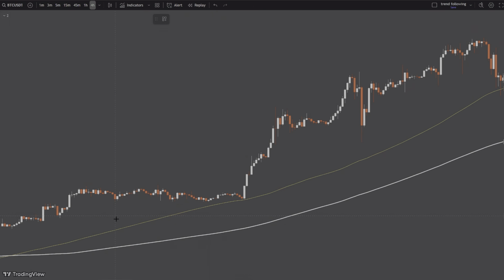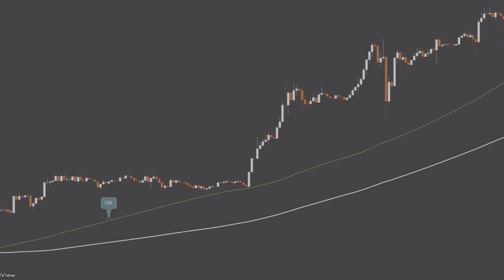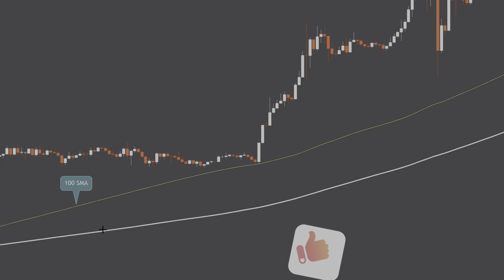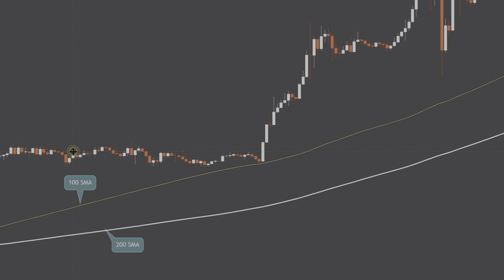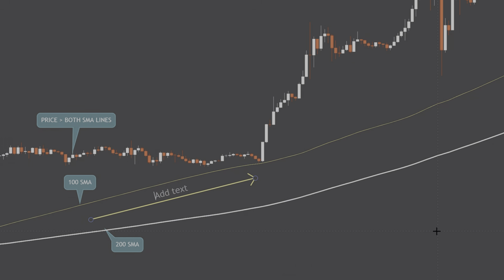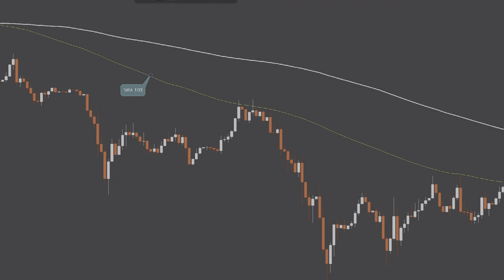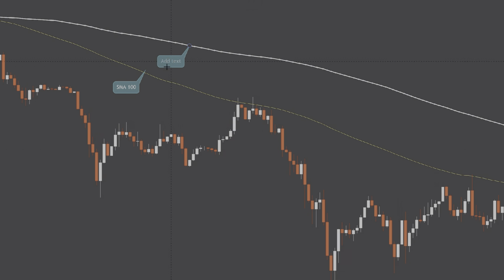Here's how they give you an instant read on the trend. If the faster 100 SMA, the yellow line, is above the slower 200 SMA, the white line, and the price is above both, the trend is up. You should only be looking to buy. If the 100 SMA is below the 200 SMA and the price is below both, the trend is down. You should only be looking to sell.